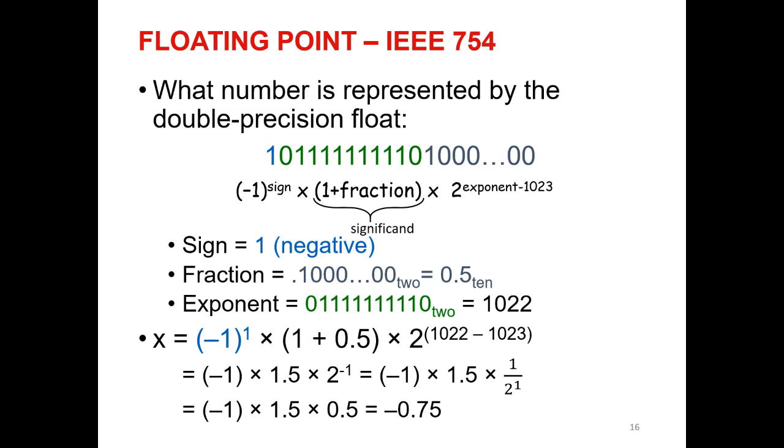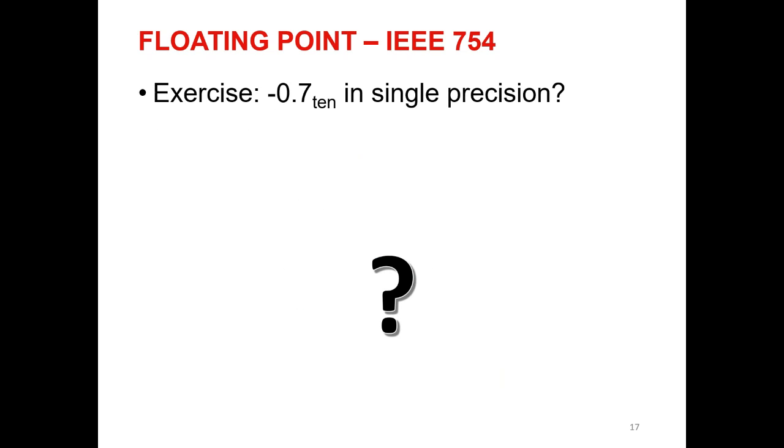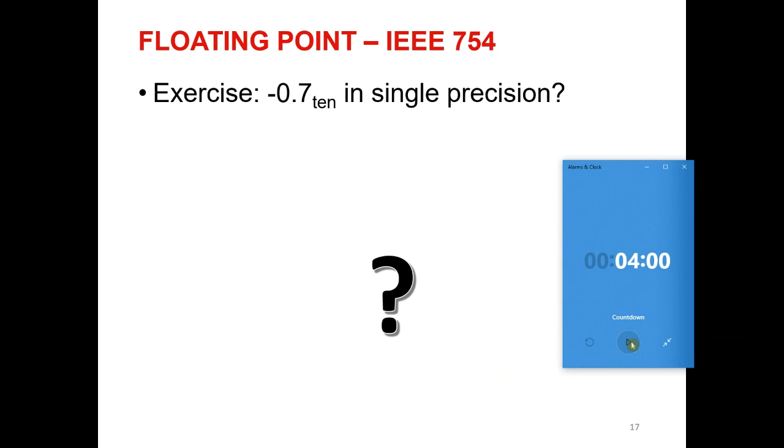Okay then. Now let's do the other way. Let's assume that we have this decimal number minus 0.7 and that we want to convert this to single precision. I'm going to give you again some time to do this, and I will also put a link to a form in the Q&A.